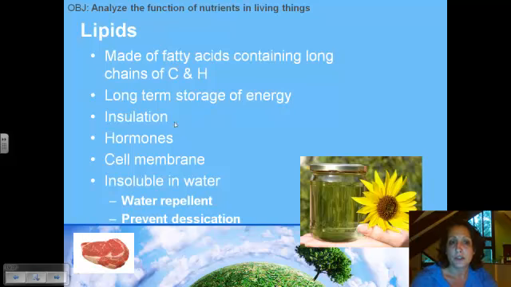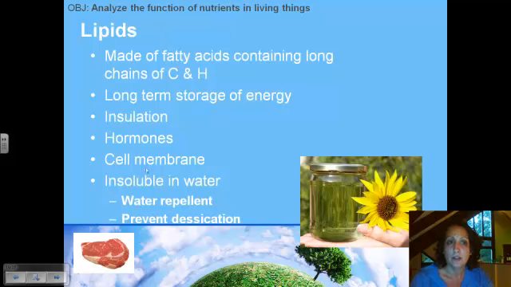We also use this for insulation. So everybody, no matter how healthy you are, has a layer of fat on your heart. And that is just to insulate your heart, to protect that organ, because it's kind of important. You also have hormones that are lipids, like testosterone, estrogen, cholesterol. These are molecules that communicate from one place in the body to another, and they consist of lipids.